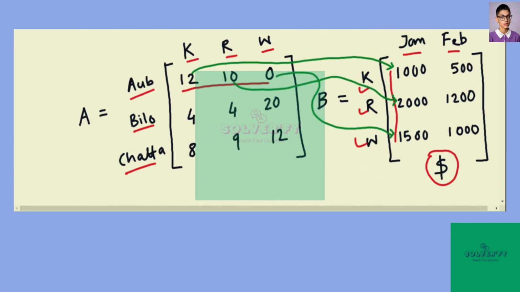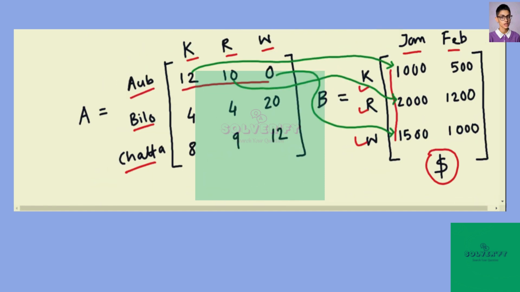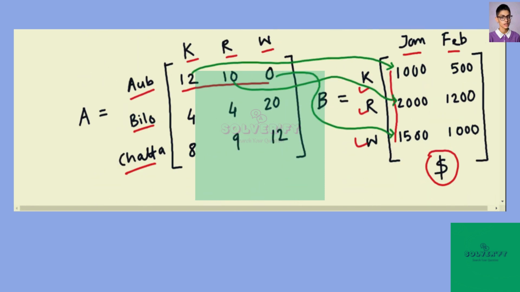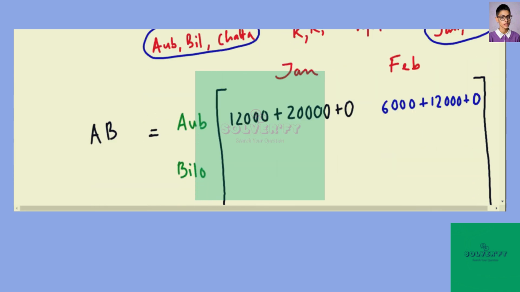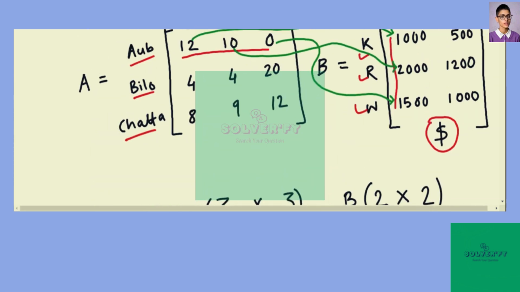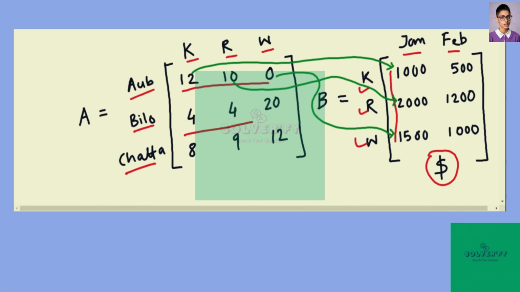For February, we multiply this row again with the February column. So 12 into 500 plus 10 into 1200 plus 0 into 1000. 12 into 500 gives you 6000, and 10 into 1200 gives you 12,000. So that would be 6000 plus 12,000 plus 0. Now for the second row of our AB matrix, we will multiply the second row of A with each column of B.